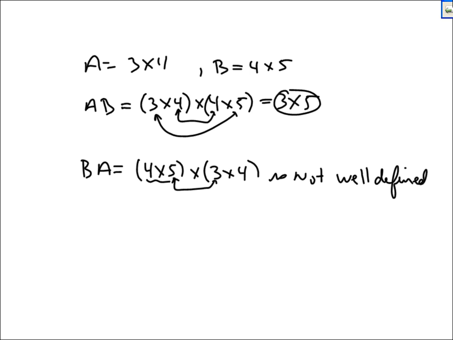A times B is a 3 by 5 matrix. B times A isn't even well defined. AB does not equal BA.